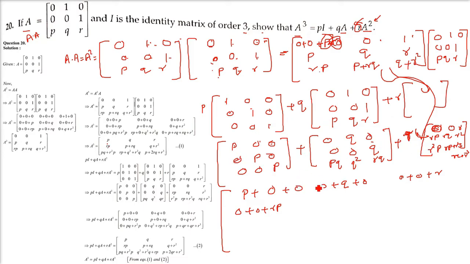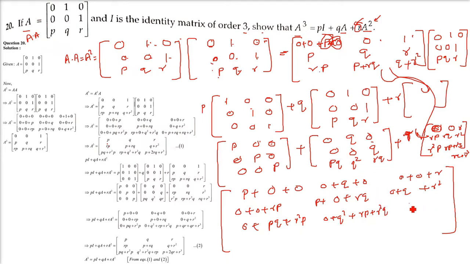Then we have P plus 0 plus RQ. Then we have 0 plus Q plus R square. The third one, this is 0 plus PQ plus R square P. Then we have 0 plus Q square plus RP plus R square Q. Then the third one, last one is P plus QR or RQ plus RQ plus RQ.